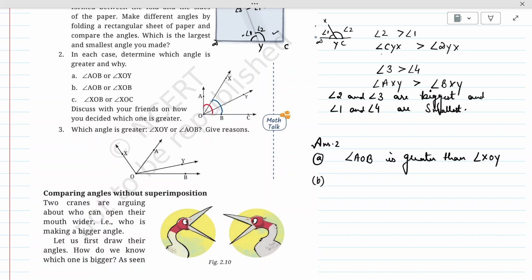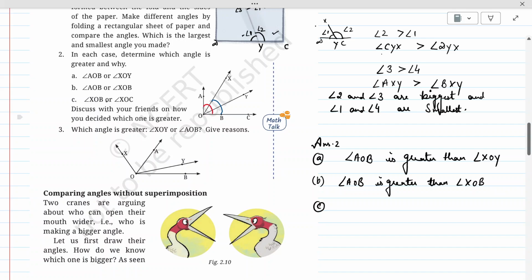Okay, so what we can write here is, again, angle AOB is greater. And also kids, angle AOB is a right angle. It's 90 degrees. We have done it in grade 5. Angle AOB is greater than angle XOB. Now the C part.